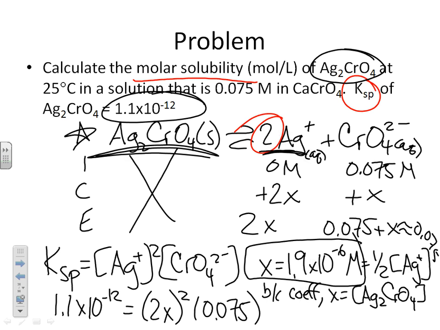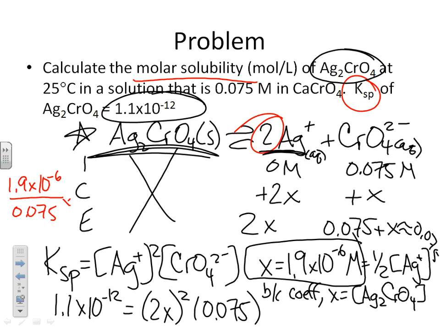We do need to do the check, though, compared to the thing that we assumed with. So check 1.9 times 10 to the minus 6 divided by 0.075 times 100. If this turns out to be less than 5%, we're good. And my smartboard just froze for a moment. But hopefully you can see that, yeah, that's going to be significantly under 5%, like 0.0025. So it's way under, which means that we're good.